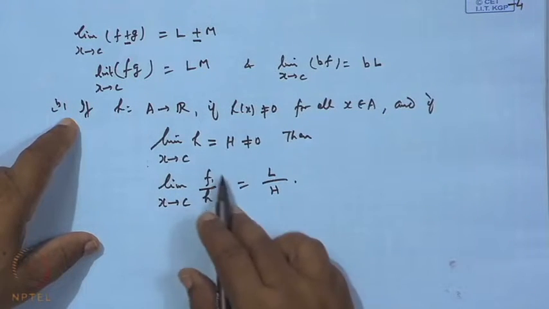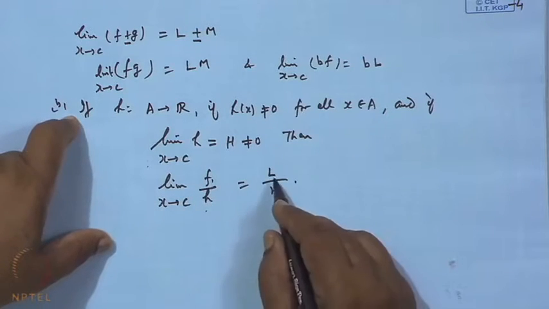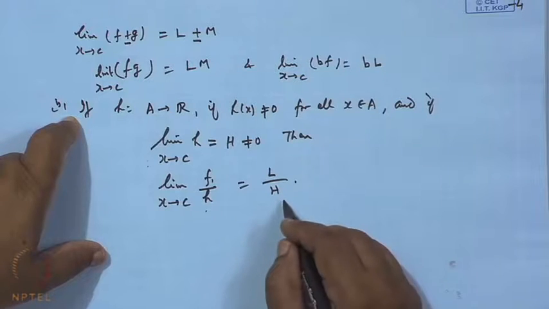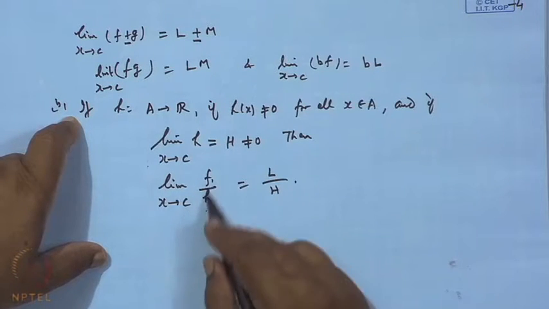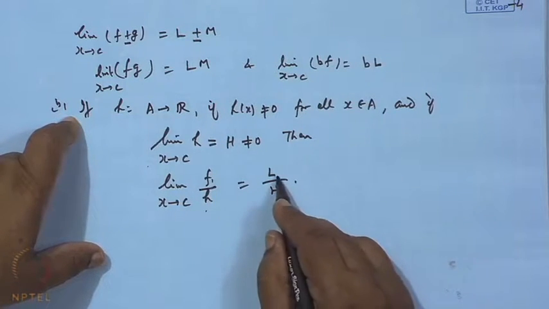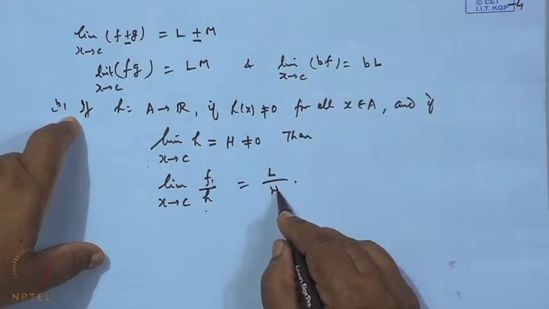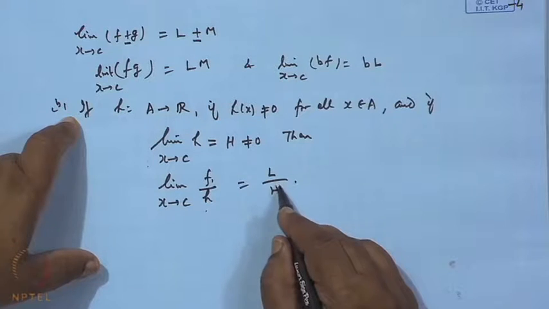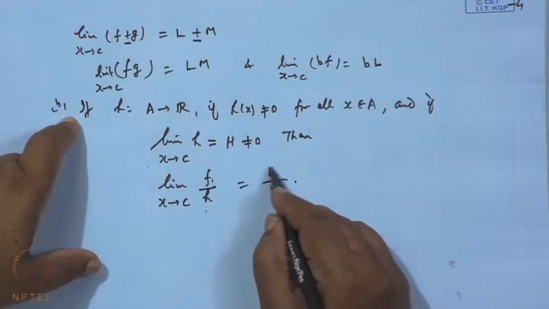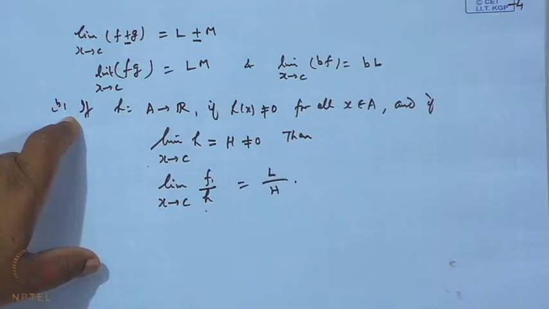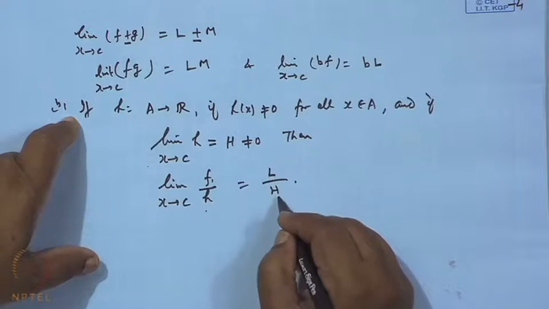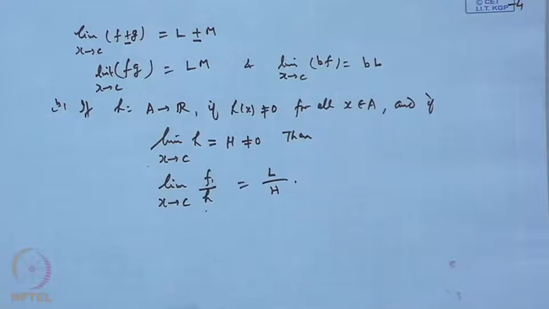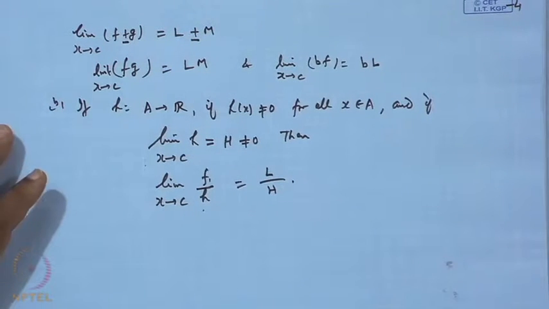So what we say is that whenever the limiting behavior of the function h is different from 0, particularly in the case of a ratio, when h is different from 0, then only we can say the limit exists. Because if h is different from 0, even if L is 0, the limit will come out to be 0. But if L is also 0 and h is also 0, then the problem occurs. So we put this restriction on it.